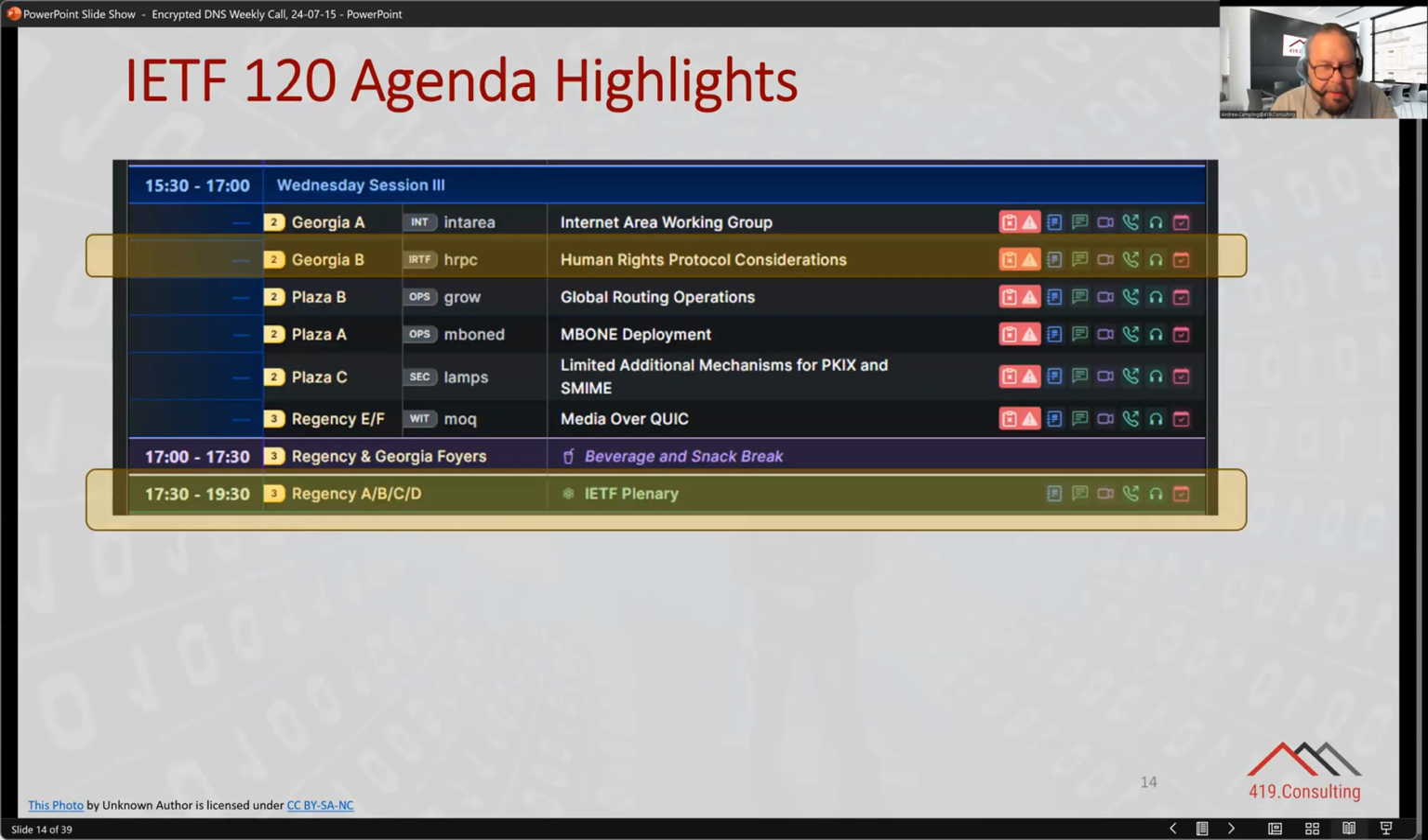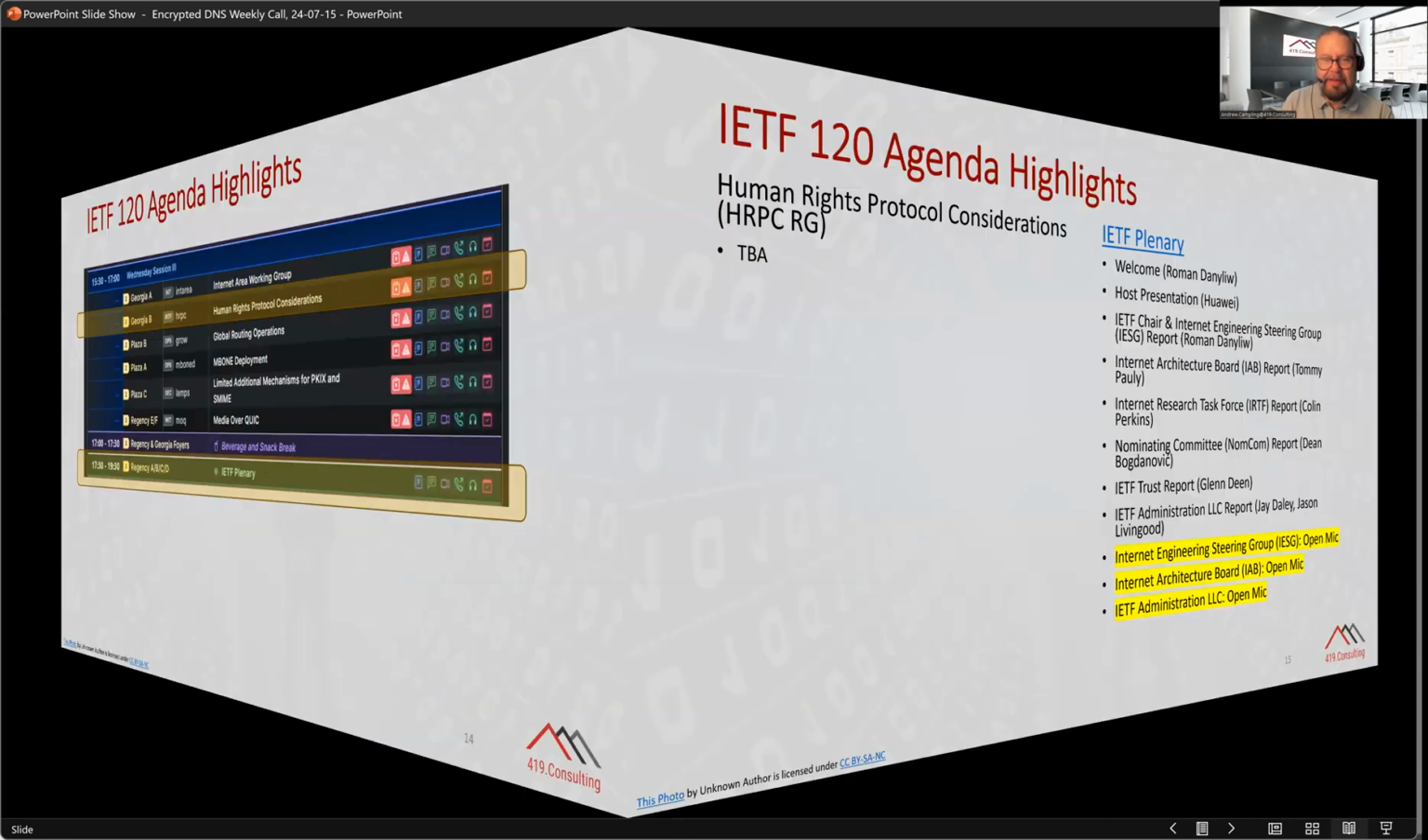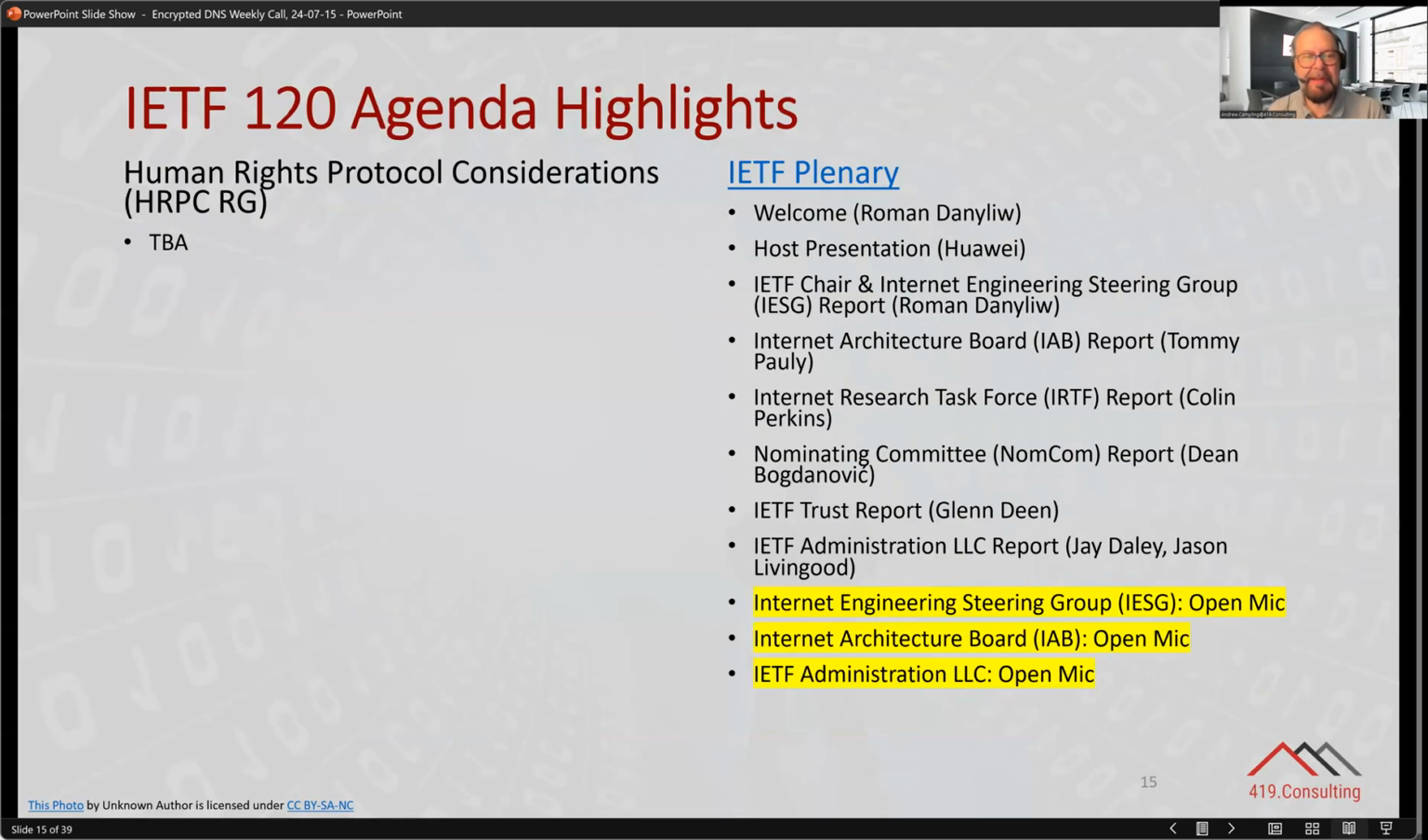Carrying on Wednesday, we've then got HRPC, Human Rights Protocol Considerations, and the IETF plenary. Sadly, there's no detail yet for the HRPC research group, so I can't comment on that. You usually have some very good discussions there. And then the plenary is usually very interesting. Certainly the open mic sessions, where either there are no questions at all, or there's a very lively debate. I'm not sure which way around it's going to be this meeting, but it's always worth turning up both for the various updates from the different groups, and then the discussion on the open mic at the end.